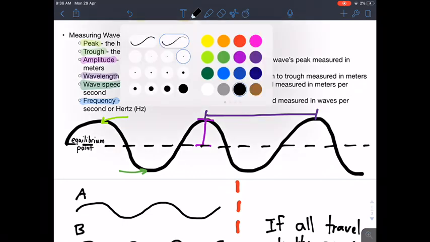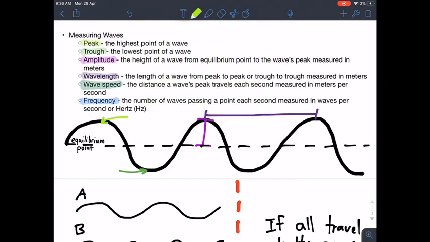So the first piece of vocabulary is the word peak. Right here we have the peak of this wave. The peak is simply the highest point. Over here we have a trough. The trough is the lowest point. Kind of a hard word to spell, but there it is.